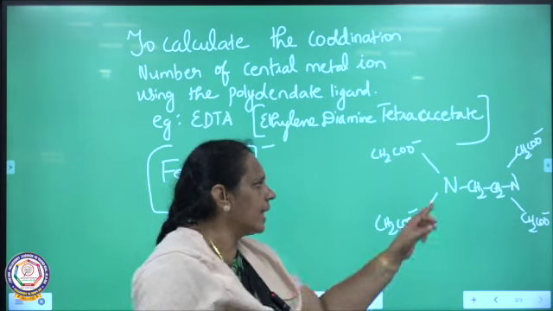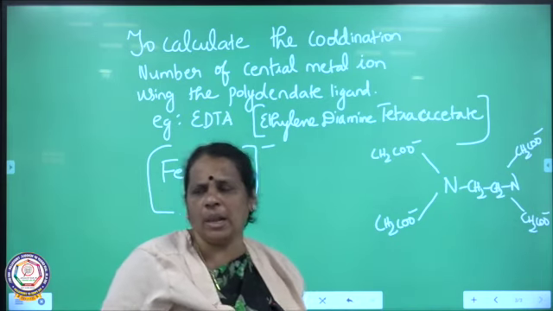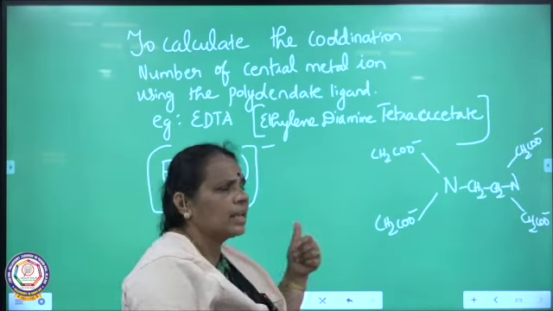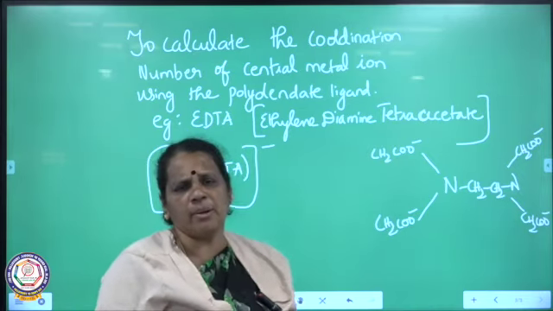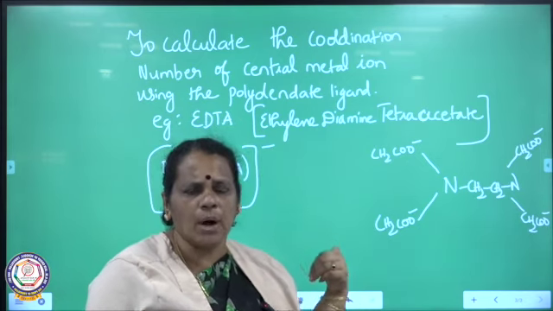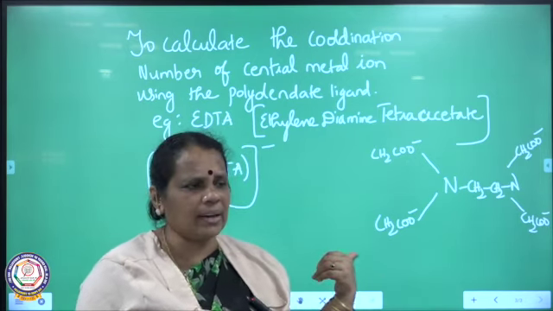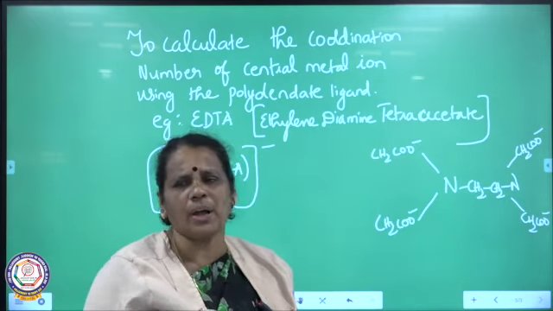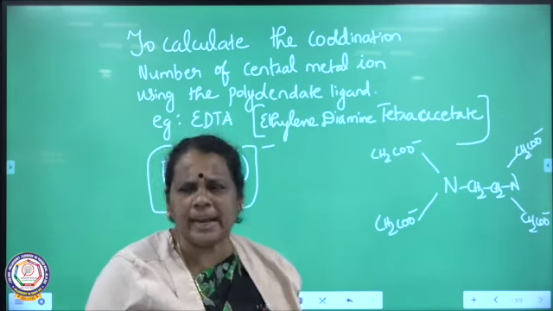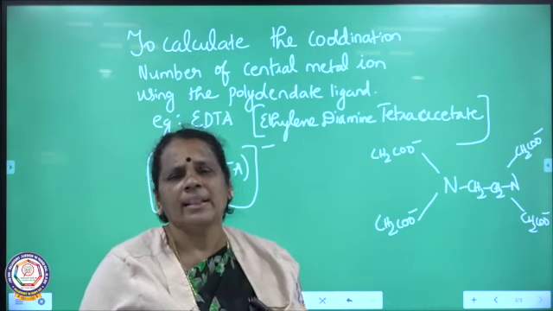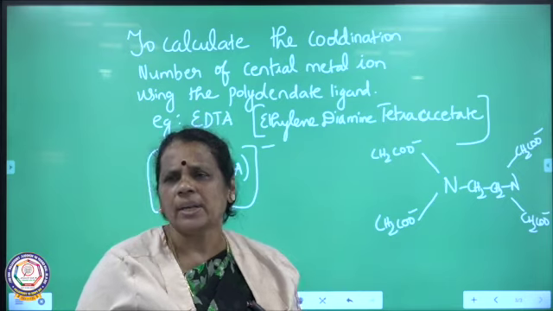Apart from that, there are 2 nitrogen atoms also available. So 2 nitrogen atoms are available for bonding as well as 4 oxygen atoms. So totally 6 donor atoms are bonded to the central metal ion. We can call this a hexadentate ligand, but in general we will talk about polydentate. So under polydentate it can be quoted for hexadentate ligand where there are 6 donor atoms in the ligand.